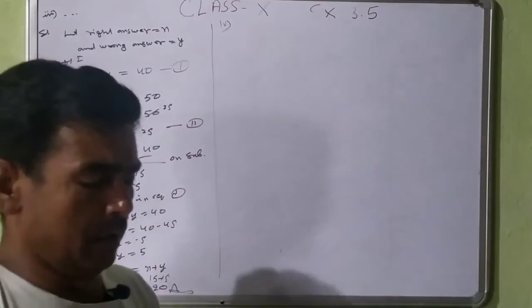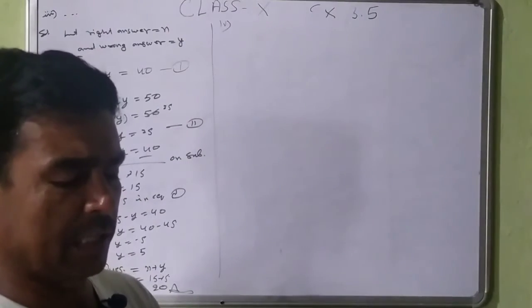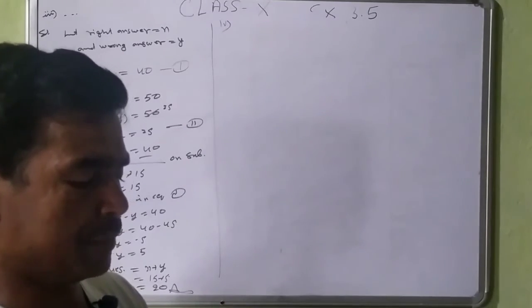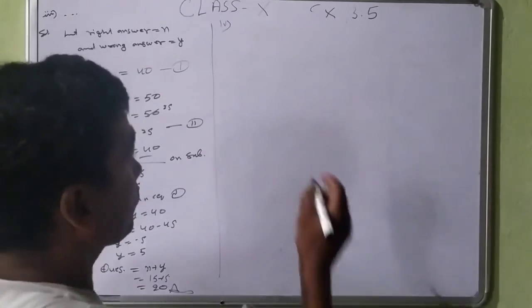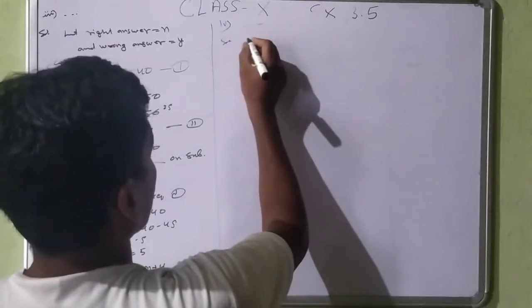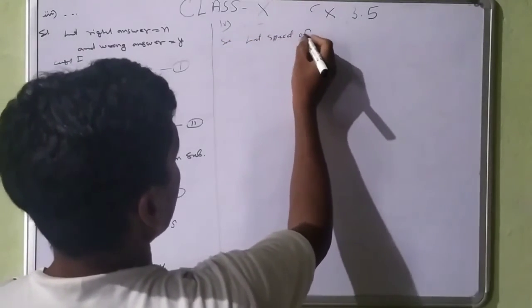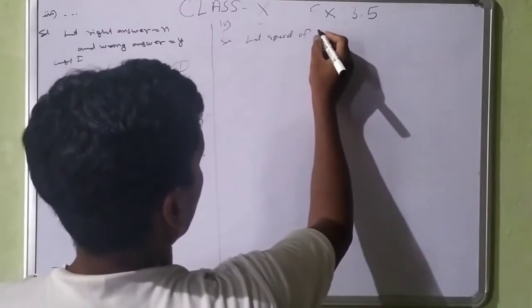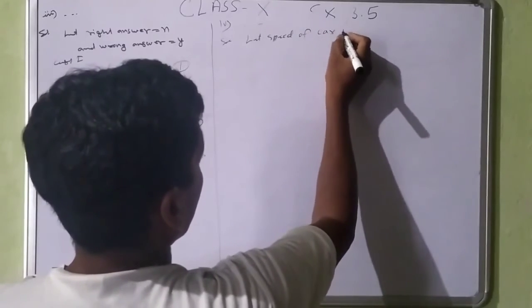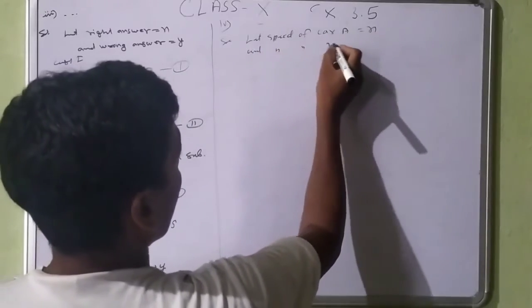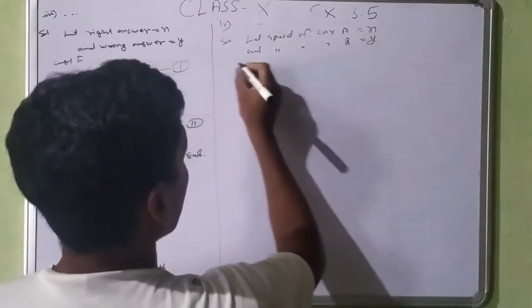If they travel toward each other, they meet in 1 hour. What are the speeds of the 2 cars? So let the speed of car A be x and the speed of car B be y.